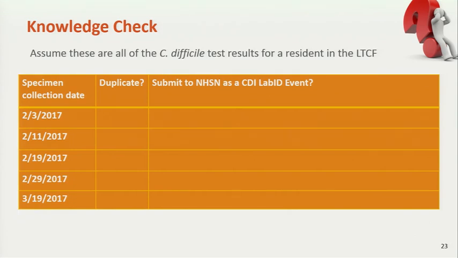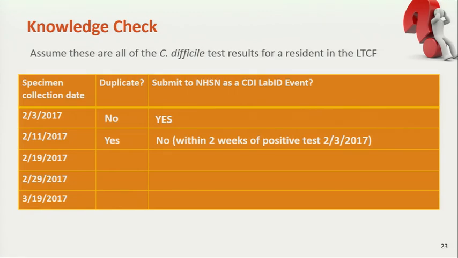So our first one, the specimen is collected on 2/3. Is this a duplicate? Nope. And should we submit this as a CDI LabID event? Yes, this is the first specimen that we have for this resident. The next specimen was collected on 2/11, so what is that, 9 days later? Is this a duplicate? Should we submit it to NHSN? Very good. It's within 2 weeks.